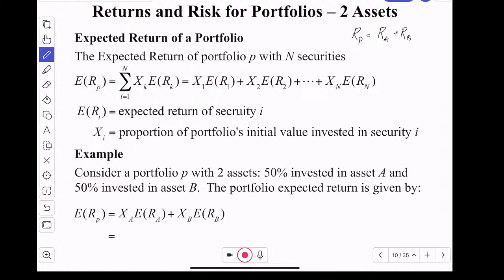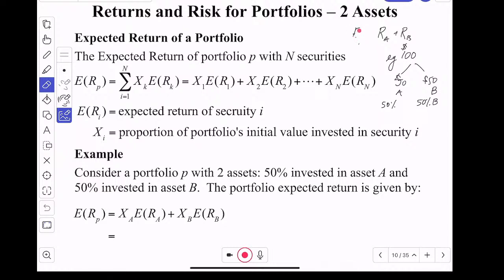I'm going to add them together thinking about, let's say I had $100 and I'm going to put $50 towards A and $50 towards B. So that's really 50% in A and 50% in B. So per dollar investment, I'm going to rewrite that.